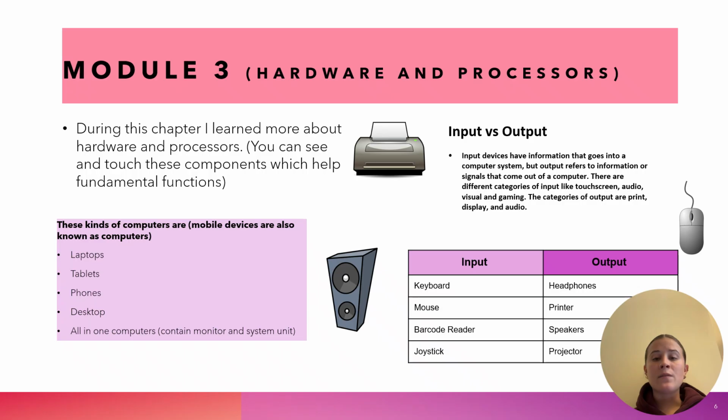Input devices have information that goes into a computer system, but output refers to the information or signals that come out of the computer. Examples of input are your keyboard, mouse, barcode readers at a market, or a joystick. Examples of output are headphones for listening to music, printers for printing papers, speakers, and projectors.